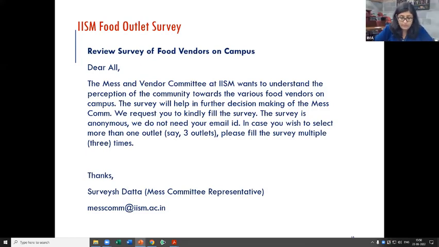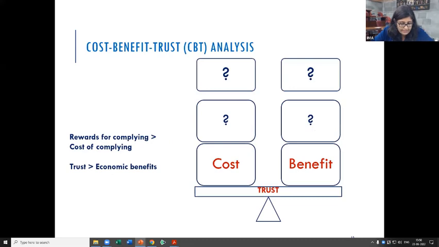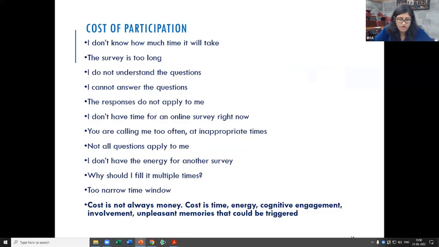We'll move a little bit quickly in the interest of time. We've already talked about cost, benefit, and trust. People are more likely to give you a favorable social exchange when the rewards of complying are more than the cost of complying. There are costs all the time, but when the reward is more, and reward is not always monetary reward, and when the trust is more than the economic benefits. So, not to go through these slides again, because we've already talked of some of these points, but these are the costs of participation that a person would have.